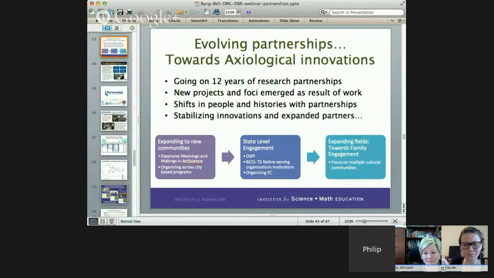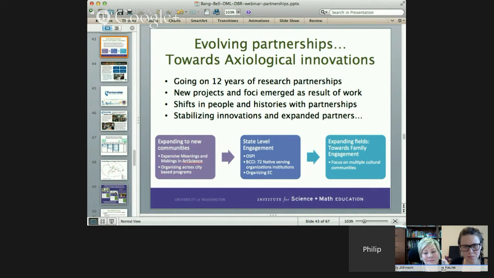And then the last thing that I want to end on is that we've also been working towards what it means to be engaged in co-partnerships or participatory design, and we've been playing with this idea around axiological innovation. So if you're in a partnership with a community for 12 years, what are you learning about the kinds of new political relationships and new kinds of ethical relationships that make this work possible? And how is it that new projects and foci emerge, and where do you take those up? One of the things that is complicated about a project that is 12 years long is that there are shifts in peoples and histories with the partnerships.